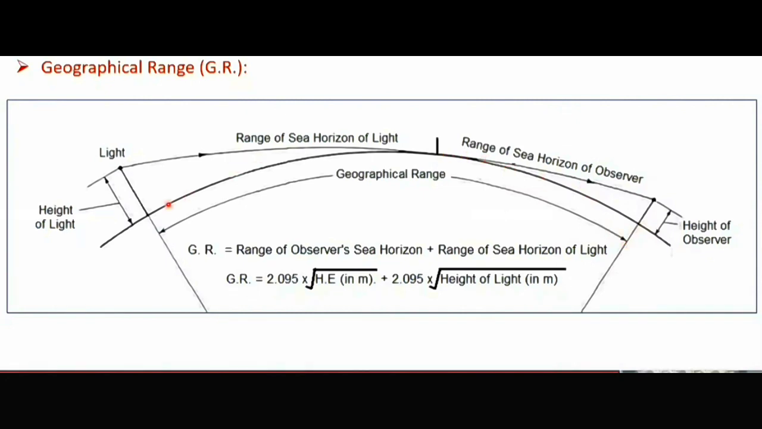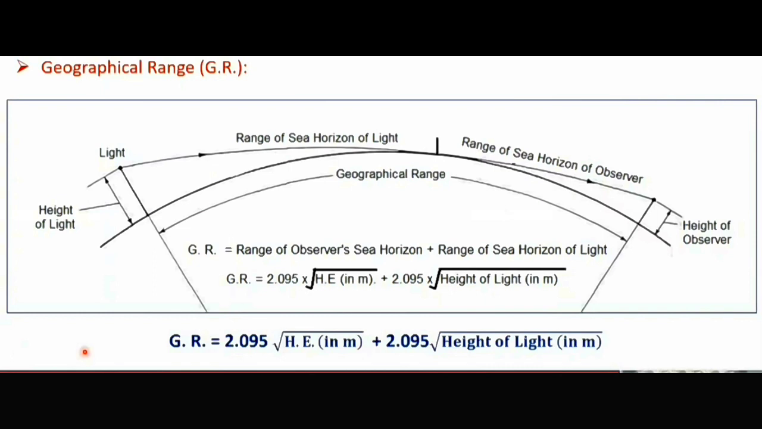Now the sum total of range of sea horizon of the object and range of sea horizon of the observer is what is called the geographical range for that particular pair. It obviously depends on the height of the object and also on the height of eye. This geographical range can be calculated in nautical miles by a simple formula: 2.095 into square root of height of the eye, or height of the observer in meters, plus 2.095 into square root of height of light in meters.